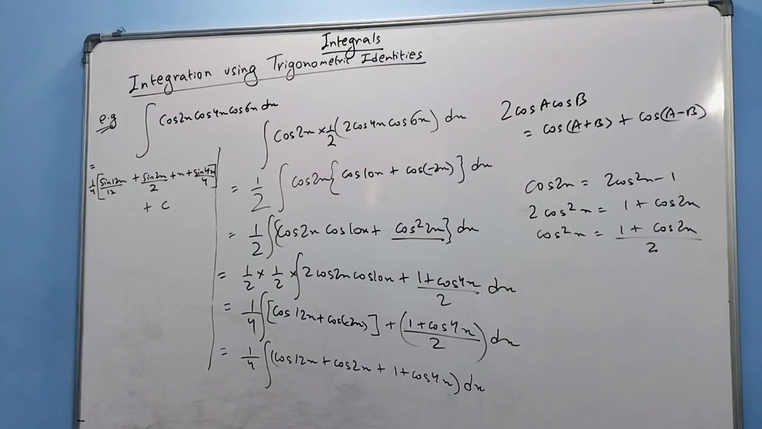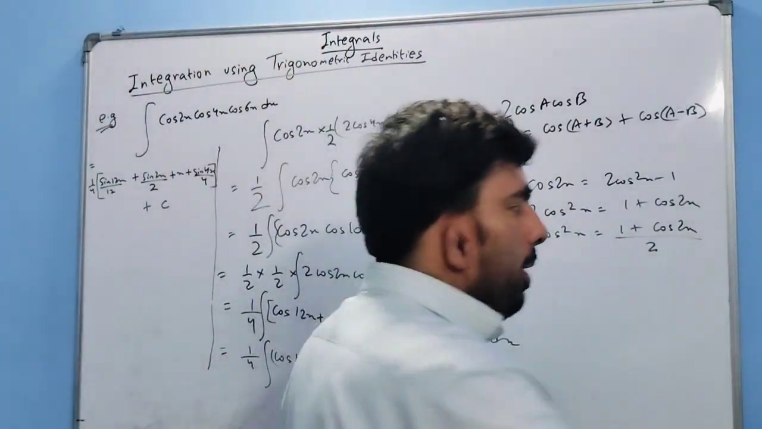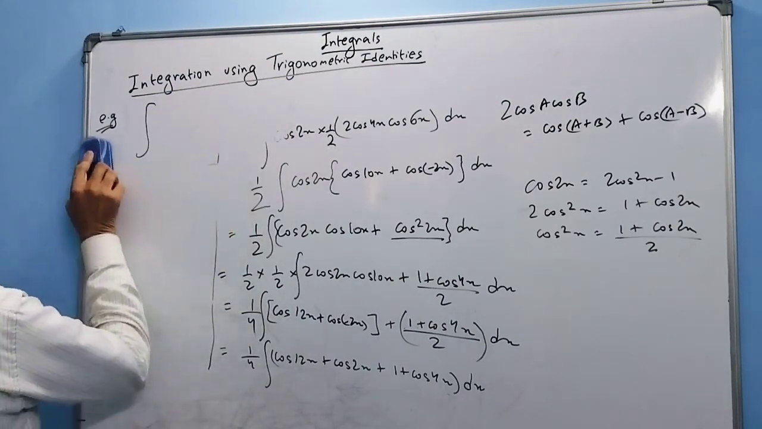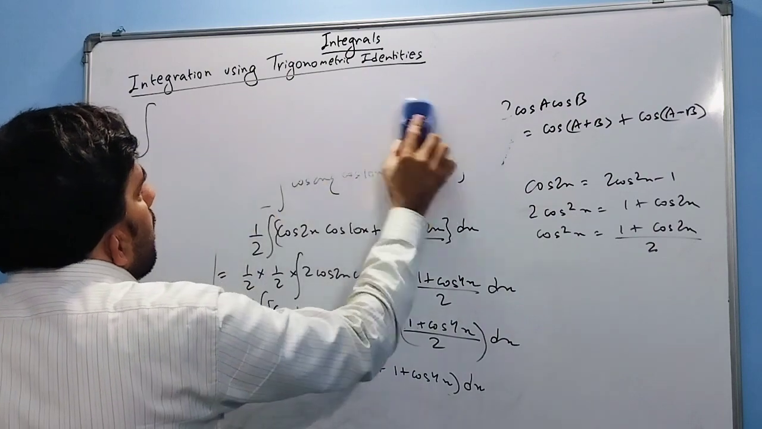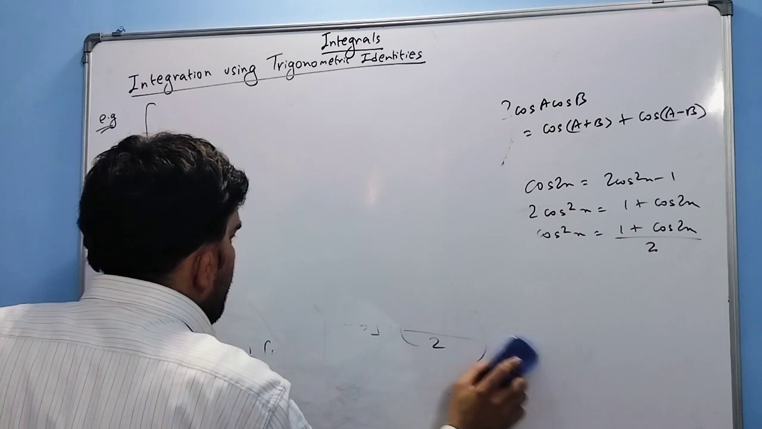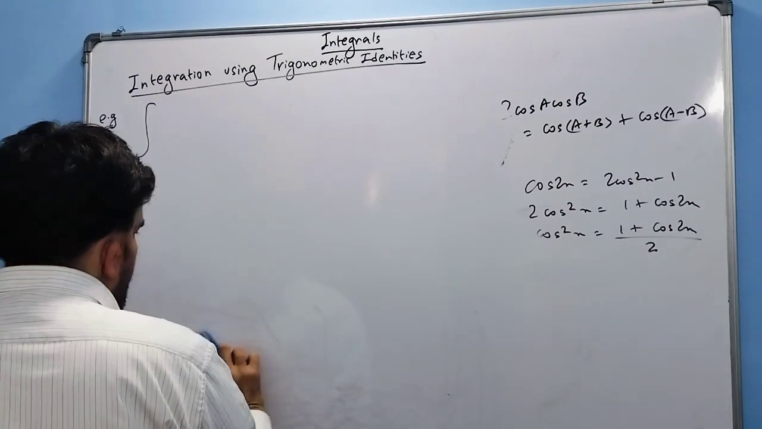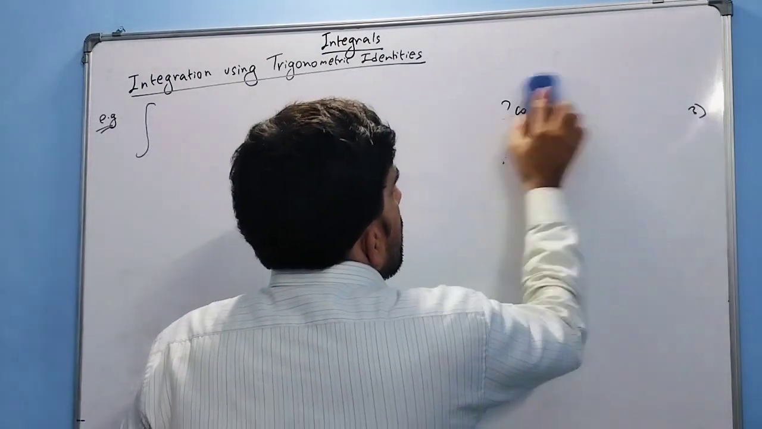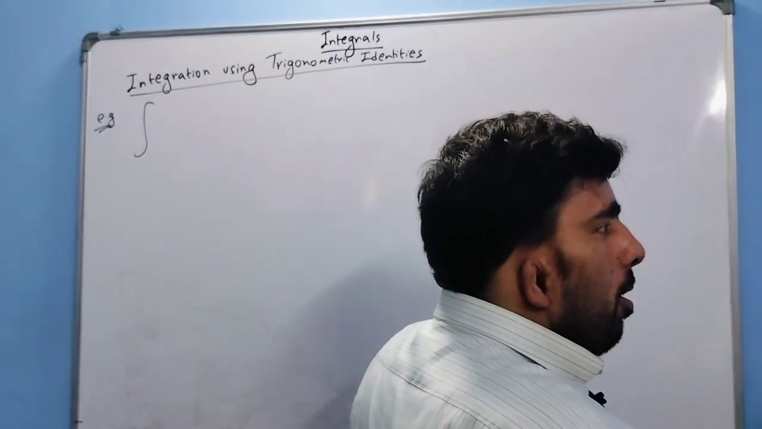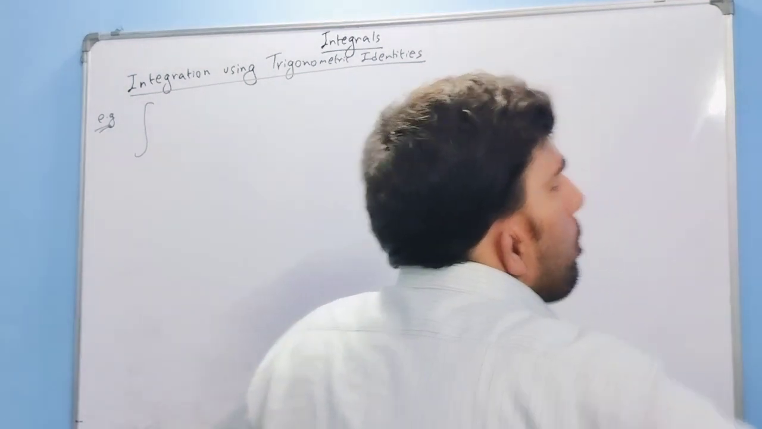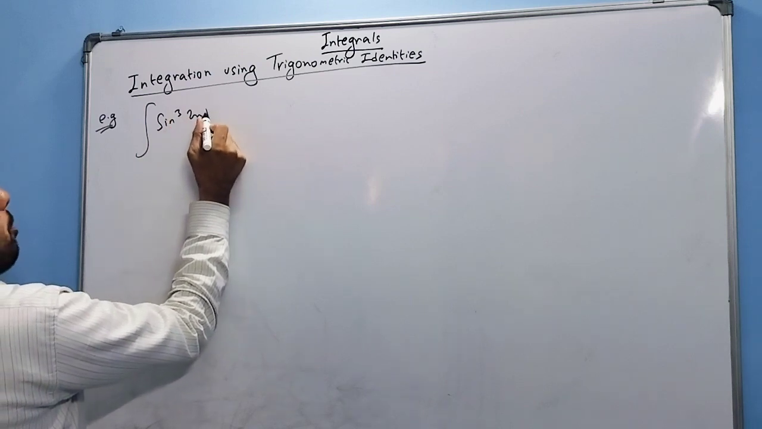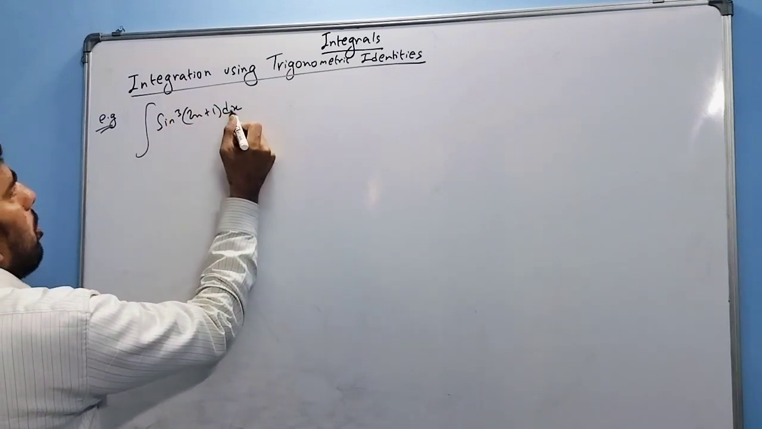Now we'll try to solve the next numerical. Let us see what the question is and which identity will be applied. So let us see how it works now. So what is the question? Integral of sine cube (2x+1) dx.